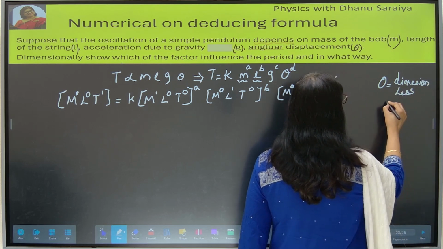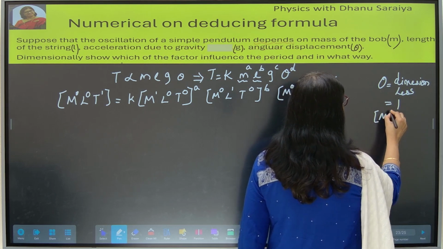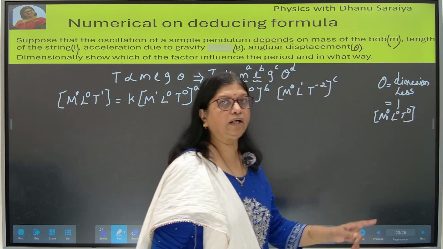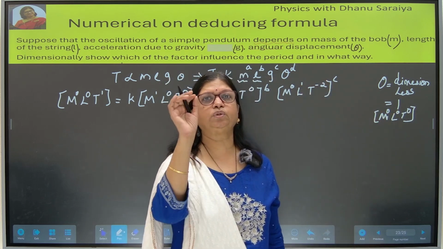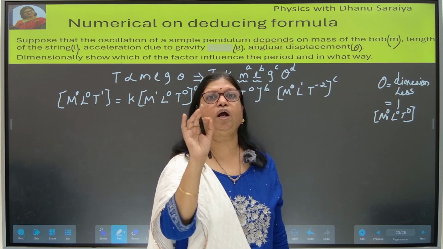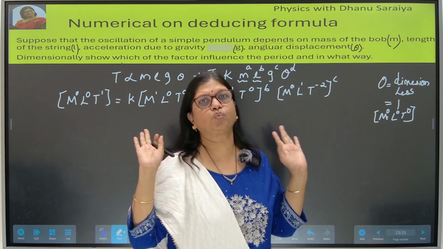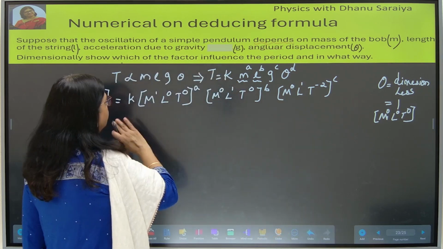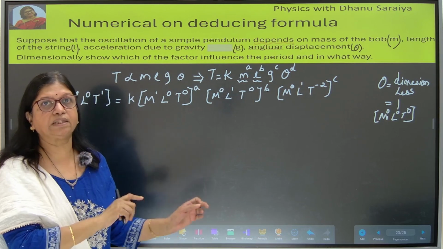How do I denote a dimensionless quantity? By 1, or by M raised to 0, L raised to 0, T raised to 0. I have already mentioned this, so there is no need of writing it at all. So theta raised to d does not have any dimensions, there is no need to write it. It means 1. So now we are ready with all the dimensional formulas written.